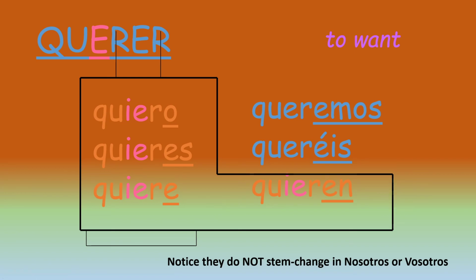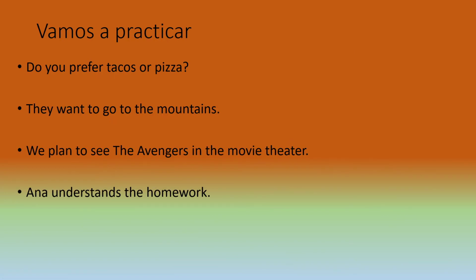All right, let's practice this. Stop the video so you can write these down. Come back and check your answers as I'm going to go ahead and go over it. Do you prefer tacos or pizza? Okay, prefer is a stem changing verb, and I'm going to conjugate it for you. ¿Prefieres tacos o pizza? Remember that do has to be there in English. It doesn't exist in Spanish, not as an interrogative. Okay, so it's not there.